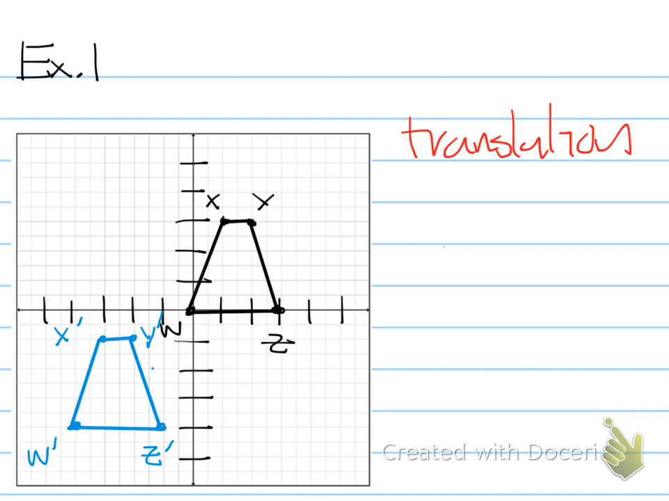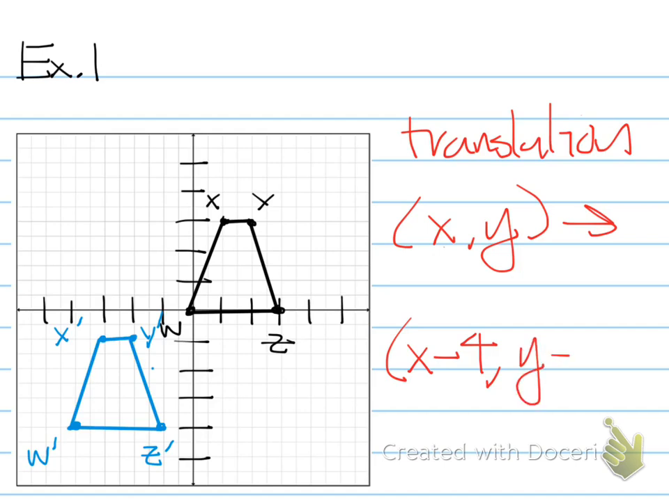So first, let's go left or right. To get from the pre-image to the image, we're going to the left. So we're going to be subtracting from the x coordinate. And we're going to go to the left 1, 2, 3, 4 units. So x minus 4 for the x coordinate. Then to get from x to x prime, we have to go down 1, 2, 3, 4 units. So we're going to subtract 4 from the y coordinate also.